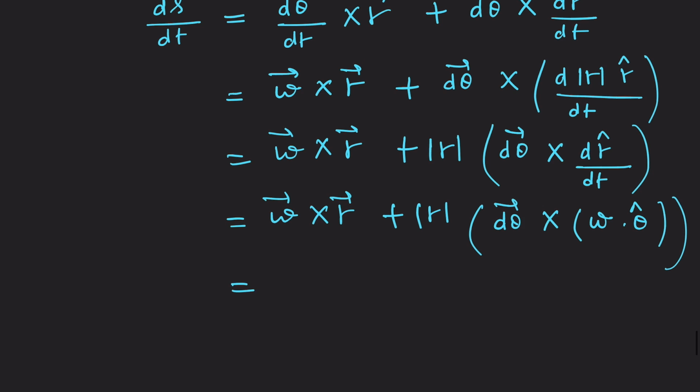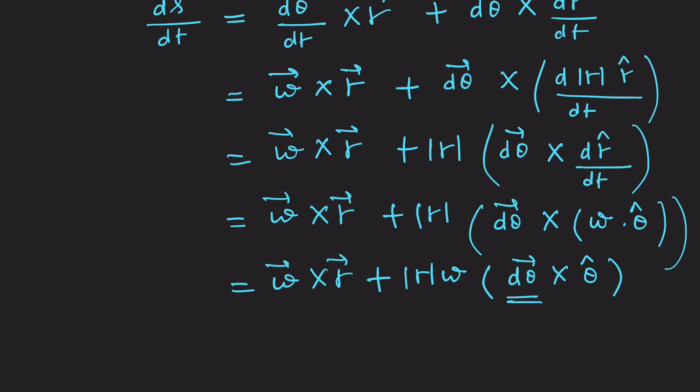So if we see here, r and omega you can take outside, and what will remain, guys? d theta cross theta cap. Of course, this direction and this direction will be in the same direction. So the cross of two vectors which are in the same direction, having zero angle, will be 0. So this will be 0. So what we got here is the relationship v is equal to omega cross r.